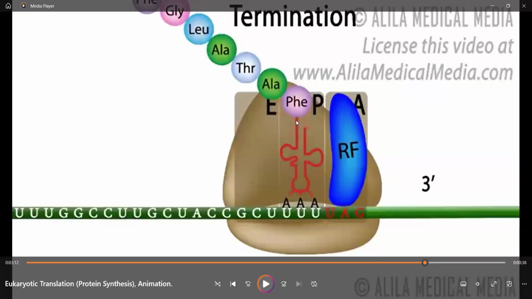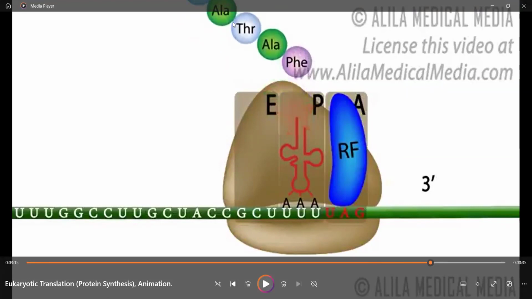So the bond between this phenylalanine and the tRNA, which is present on the P site, is broken by this releasing factor and some rRNA which is present within the larger subunit. Both the releasing factor and the rRNA of the ribosomal subunit break this bond between the newly formed polypeptide and this tRNA.